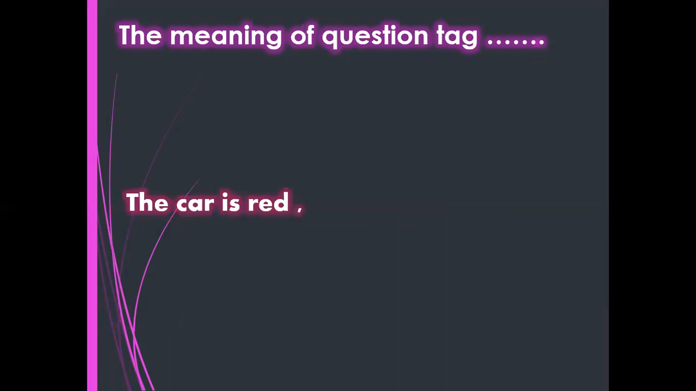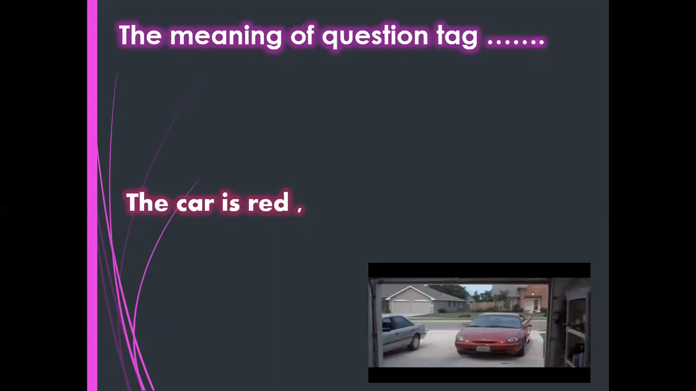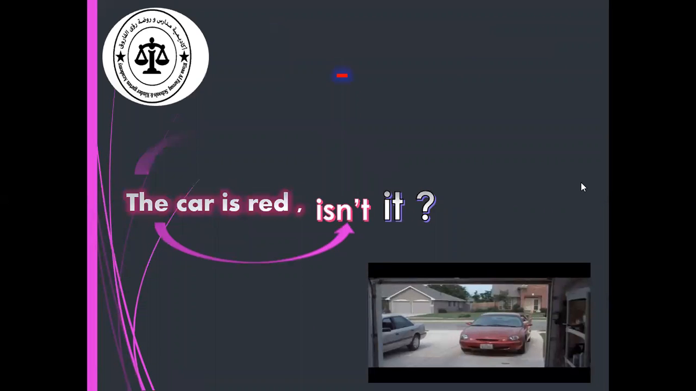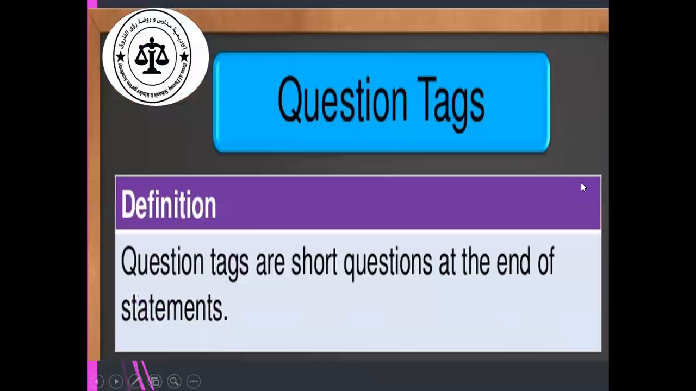When we say, the car is red, isn't it? What do we call this type of question? This is what we call a question tag, or a sual al-daily. A question tag means a short question you add at the end of your statement. Again, a question tag means short questions at the end of your statement.